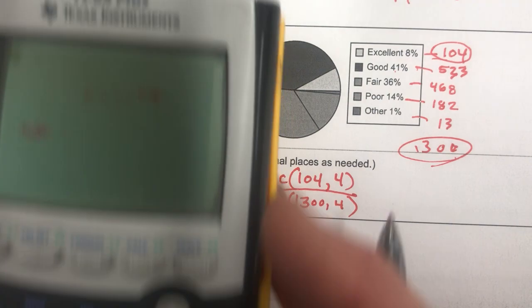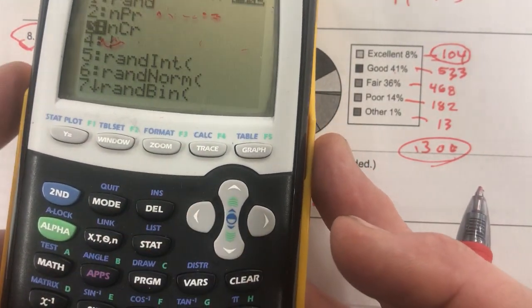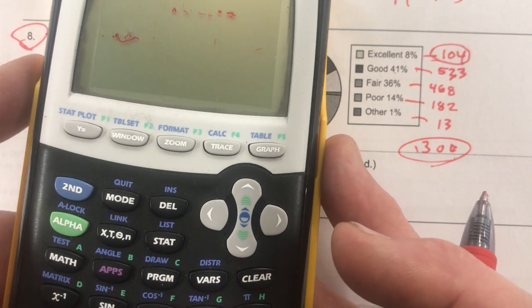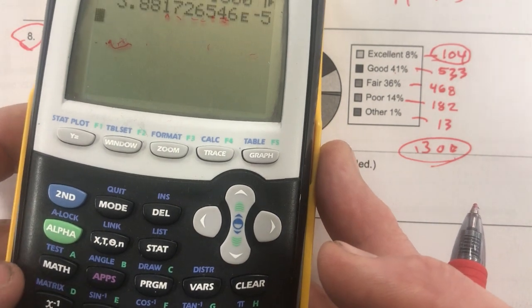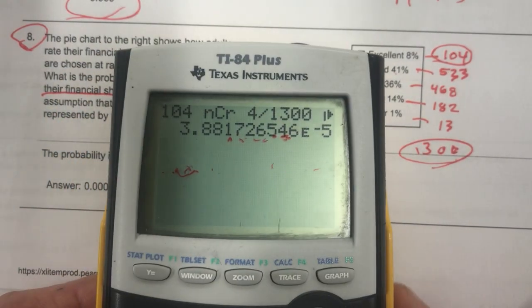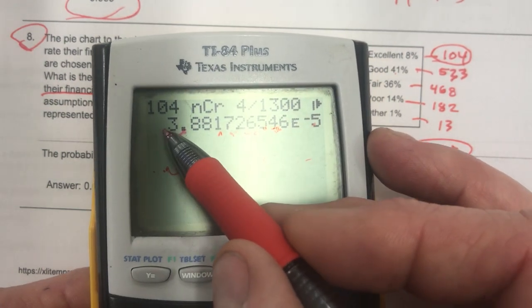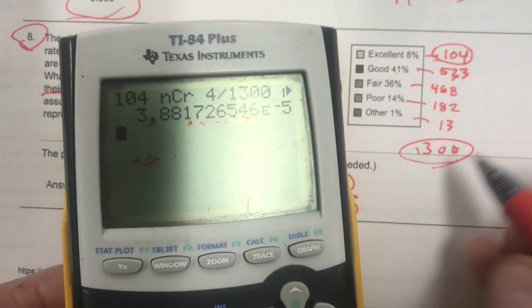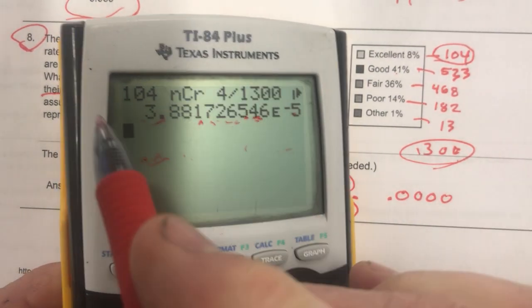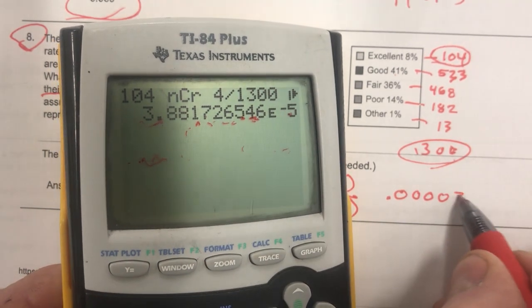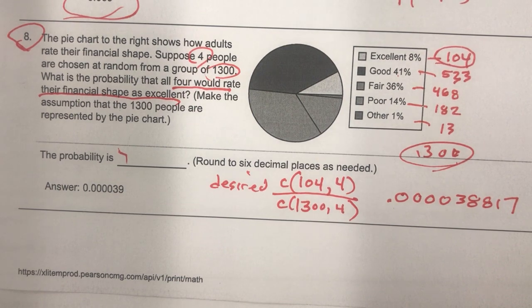Okay, so if I punch this in, 104 nCr 4 divided by 1,300 nCr 4. And I get this right here. Oh, here's one that's changed into scientific notation. If you see this -5, this decimal goes back 1, and then 4 more, which makes 4 zeros. And then I've got the 38817. So there's what my answer comes out to off the calculator.